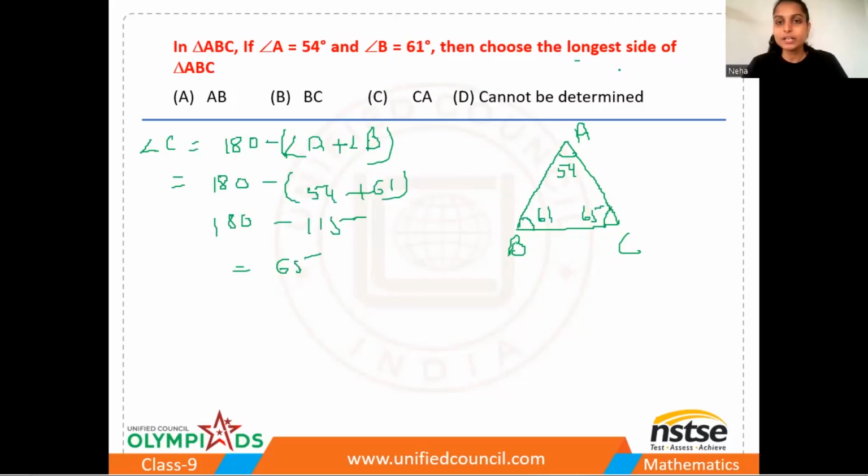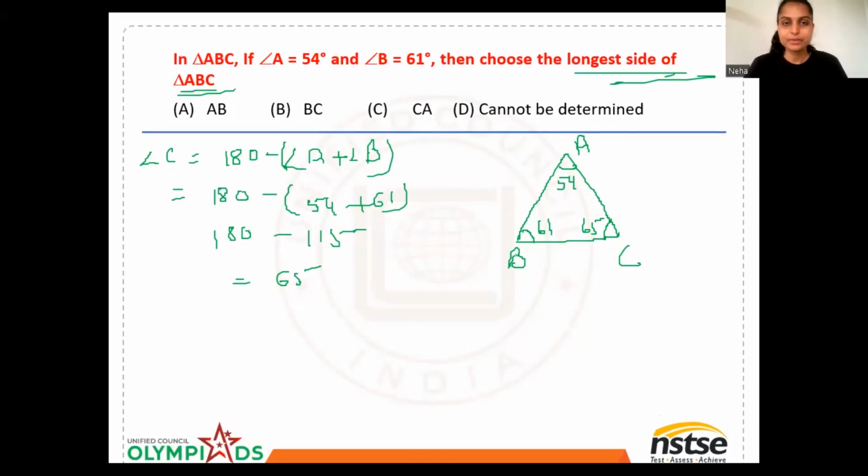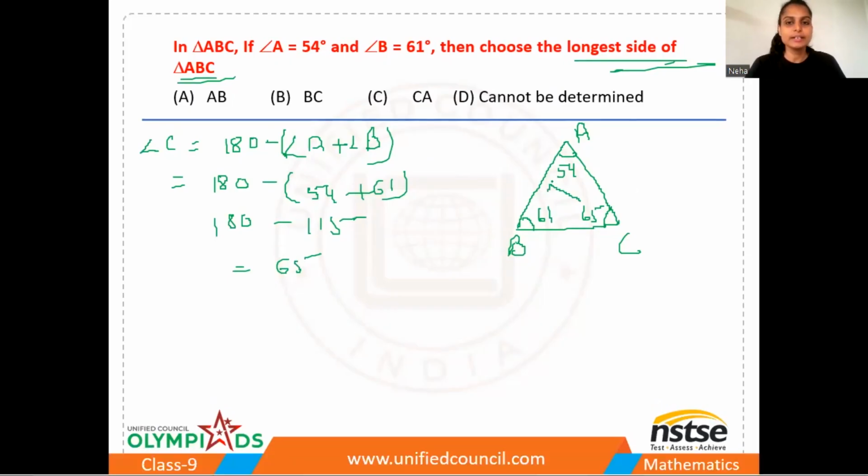So they are asking for the longest side of triangle ABC. So the longest side is the side which is just opposite to the largest angle, right? The side which is opposite to the largest angle is the longest side. So the largest angle is 65 and the side opposite to angle 65 is AB. So I can say that the largest side is nothing but AB, right?